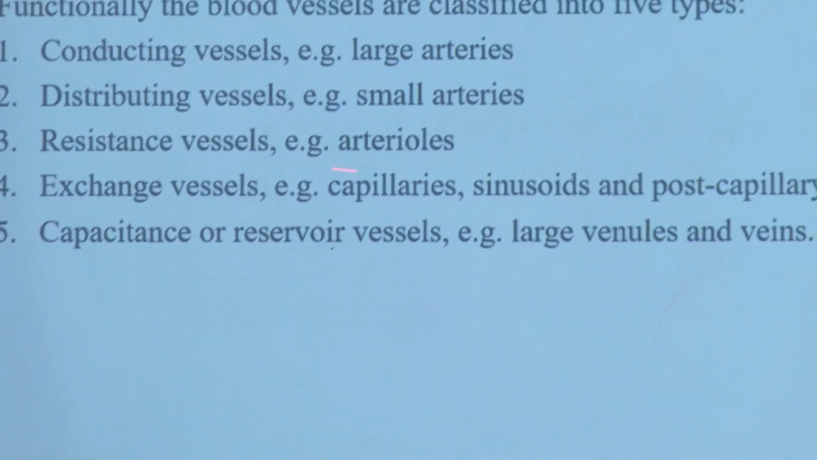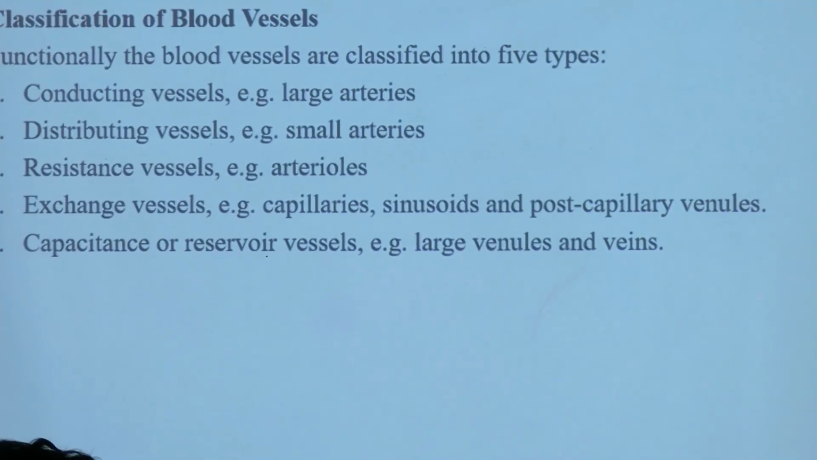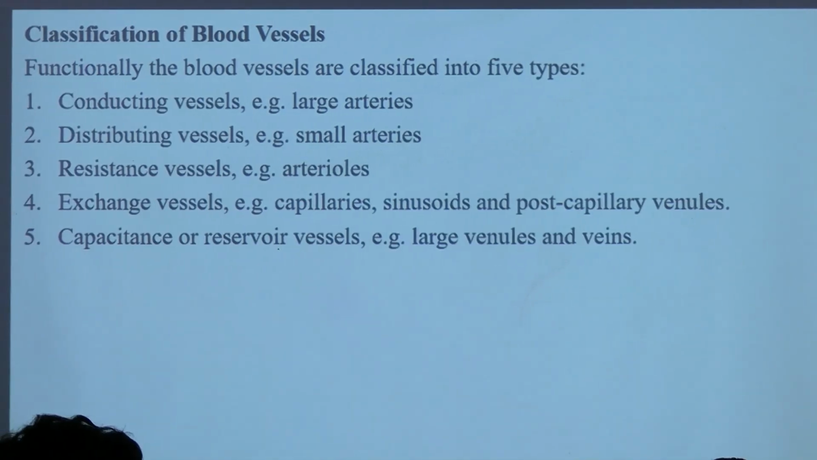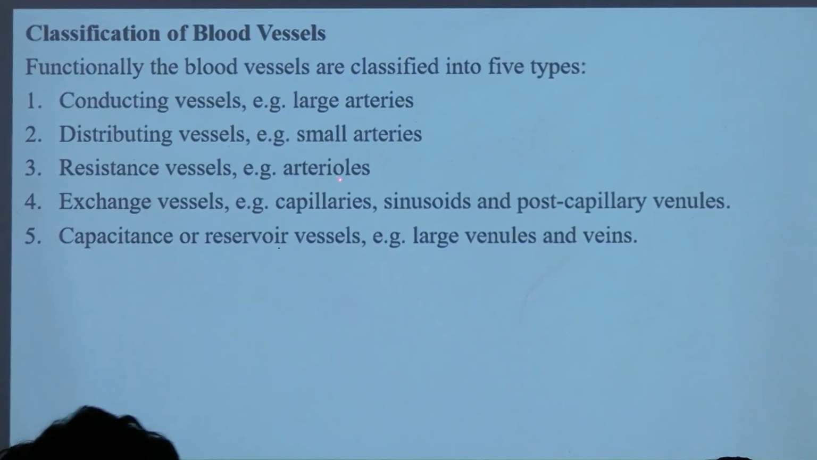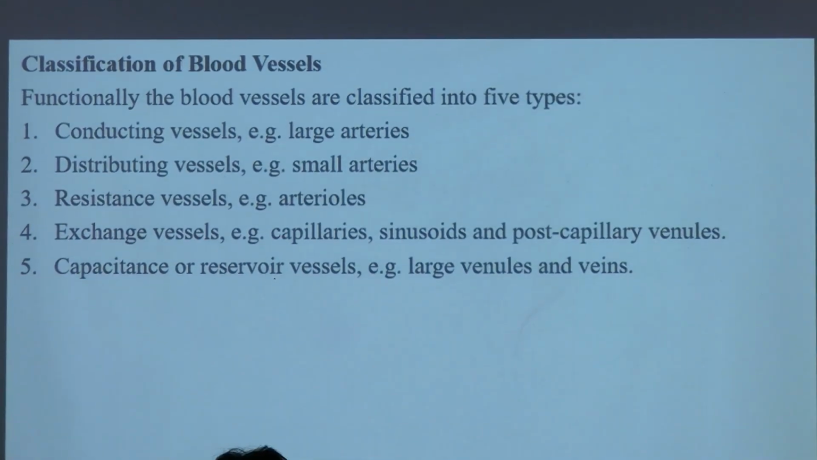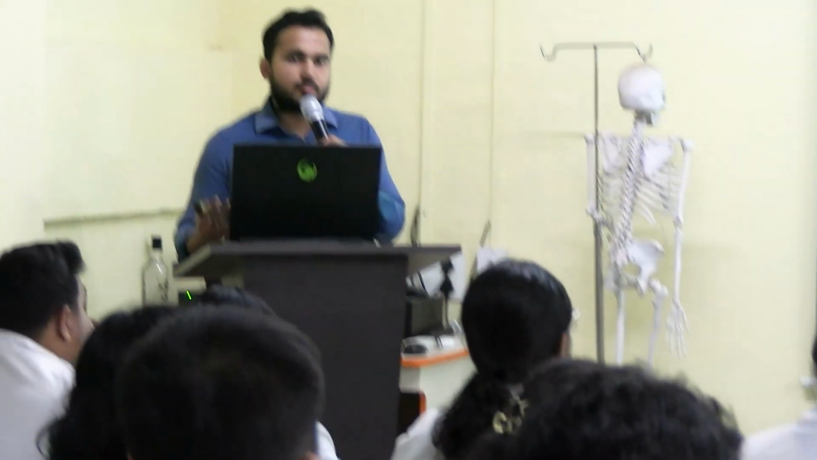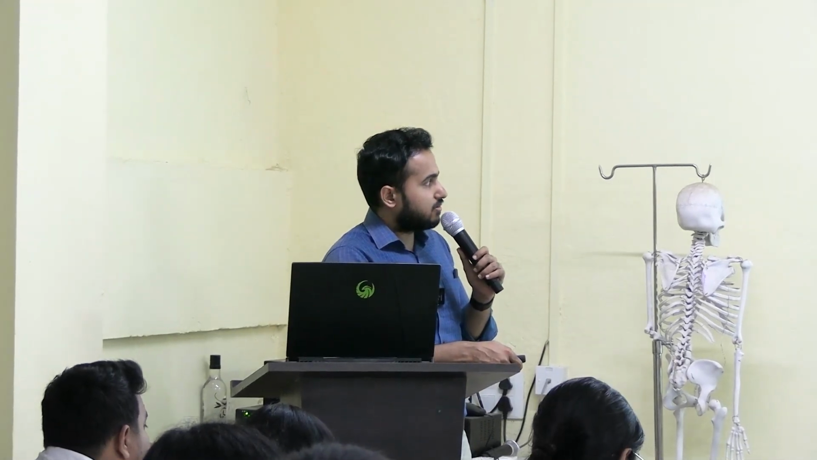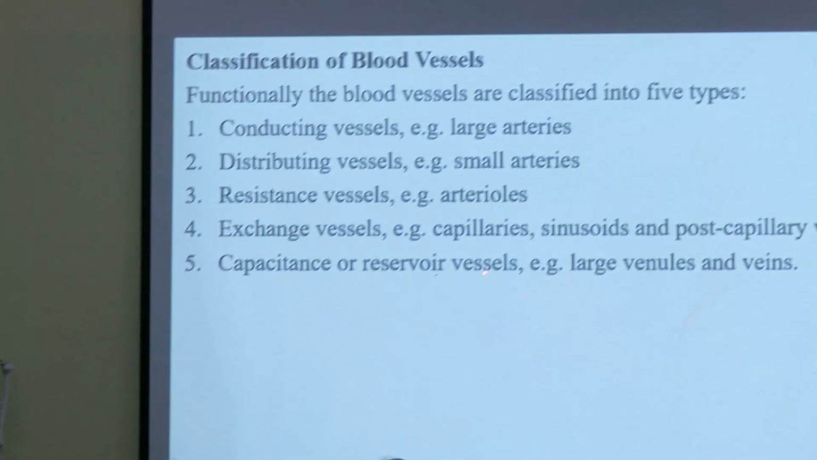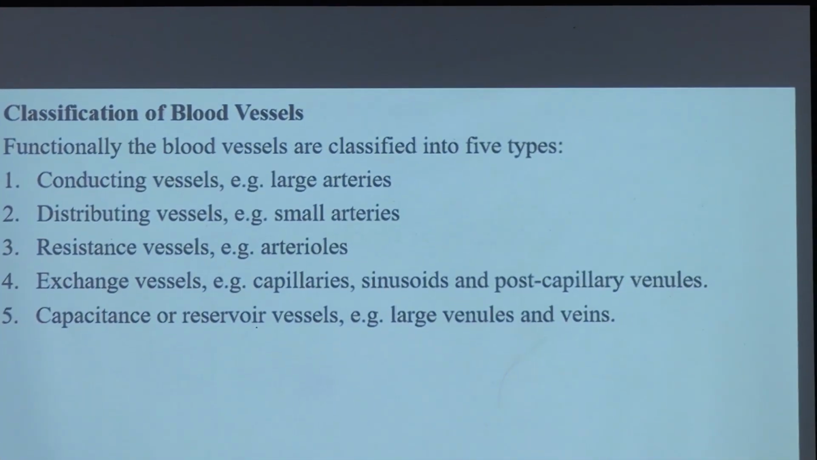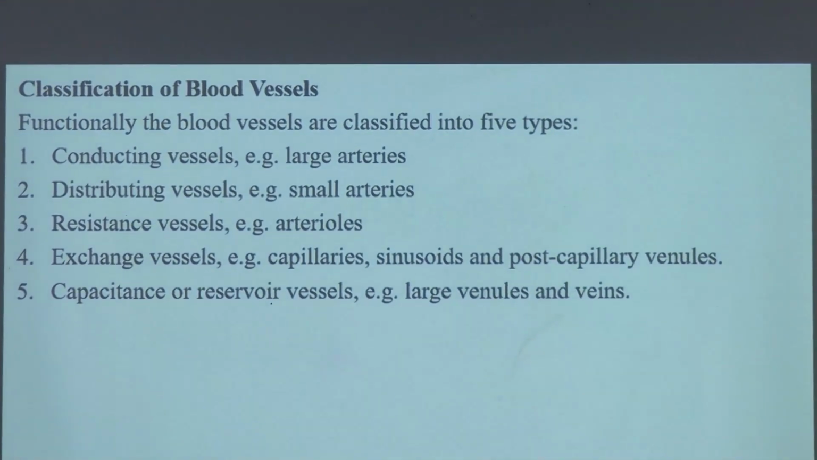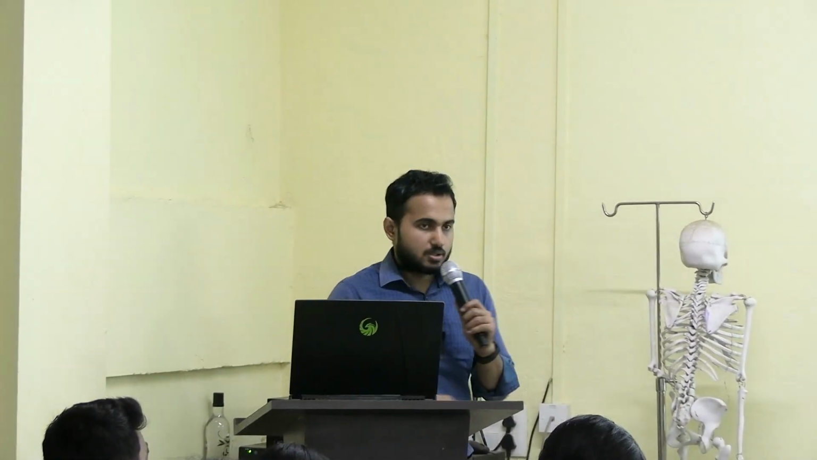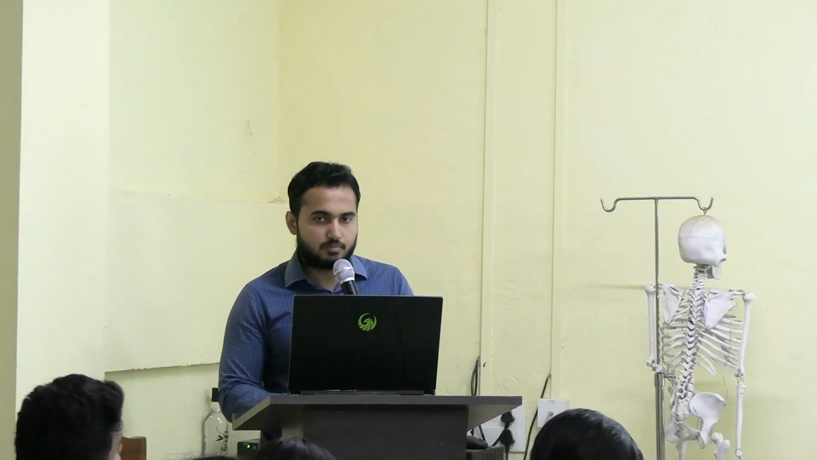Then resistance vessels are there, where the velocity of blood is very less, and they give resistance to the flow of blood. Example, arterioles. And then exchange vessels, where exchange of nutrients and exchange of gaseous materials take place. That is the capillaries, sinusoids, post capillary venules. And after that, capacitance or reservoir vessels, that is the large venules and veins. So these are the functional classification of blood vessels. Now we will start one by one, the microscopic structure.